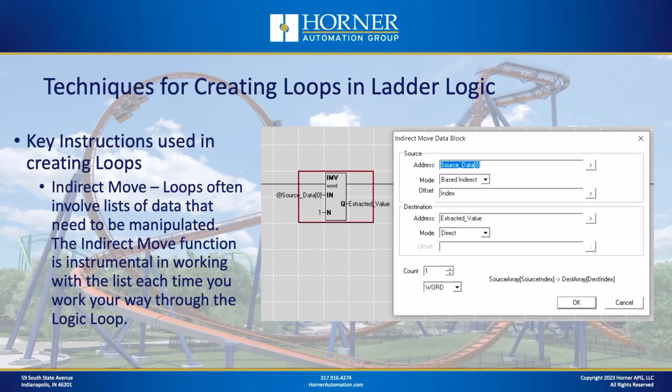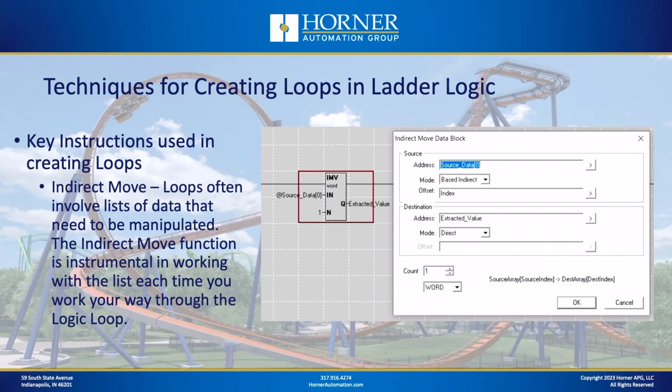In the example I'm showing on the screen, we have a source which is an array, and therefore it requires an index into the array, or a pointer into the array, so we can retrieve one of the array members. Then in this example, we're copying whatever that member value is into another variable location that's just a fixed location, and that variable is called extracted value.